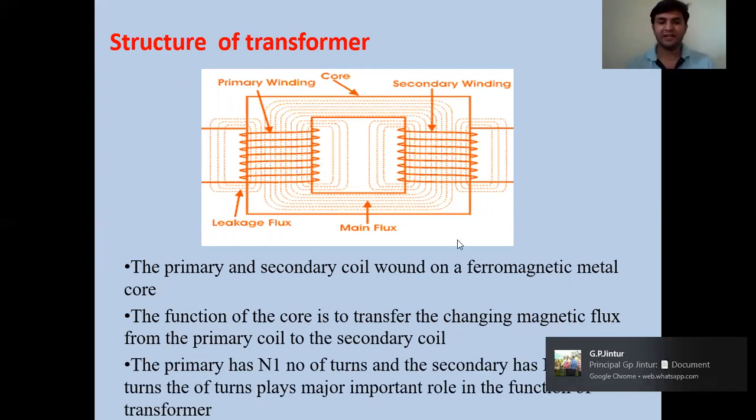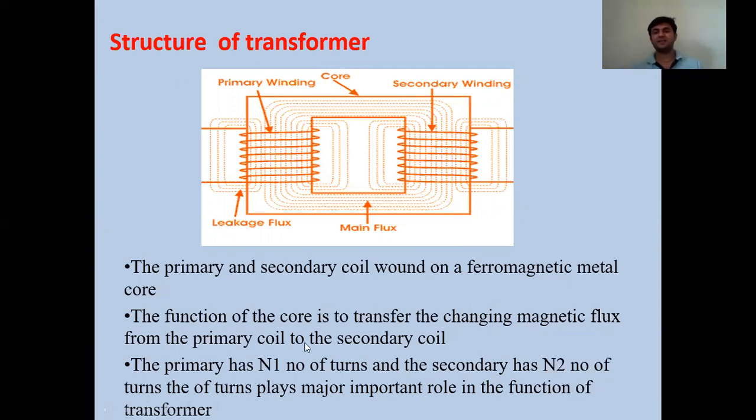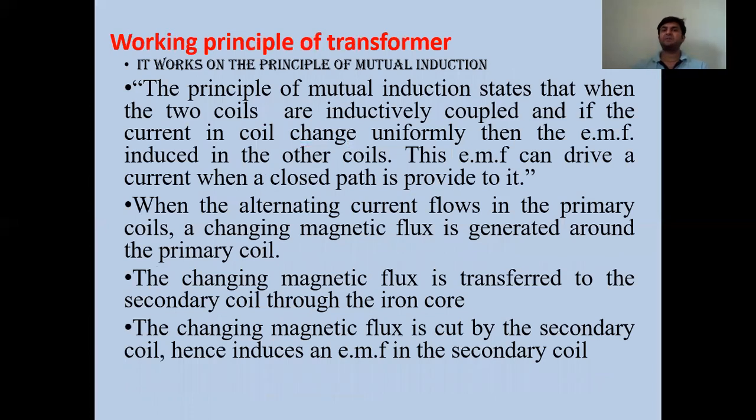The primary winding has N1 number of turns and the secondary winding has N2 number of turns. The turns play a major role in the function of the transformer. Then we are going to see the working principle of the transformer.